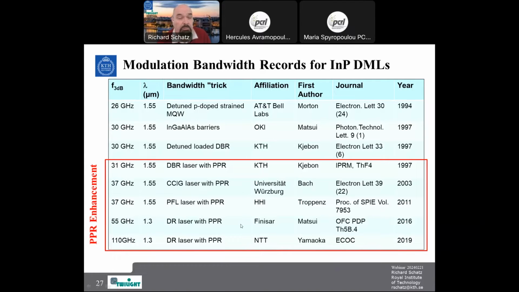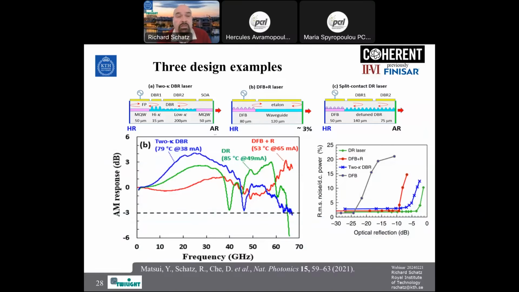Right now, I will focus on what I did together with Yasuhiro Matsui at Finisar. We reached 55 gigahertz bandwidth and then 80 gigahertz bandwidth in our lasers. So I will talk about that now. We looked at three different designs to get this photon-photon resonance. First, the DBR laser, which I already talked about. We used two different coupling coefficients in order to not get the light to penetrate too deeply into the Bragg grating, but still have the improved slope that you get from a long Bragg grating.